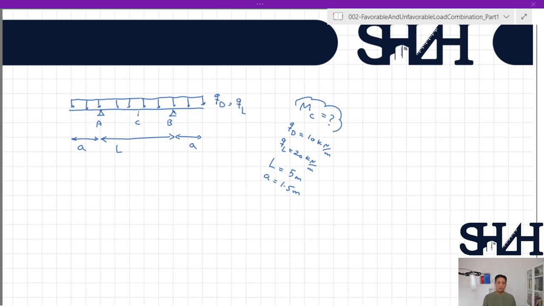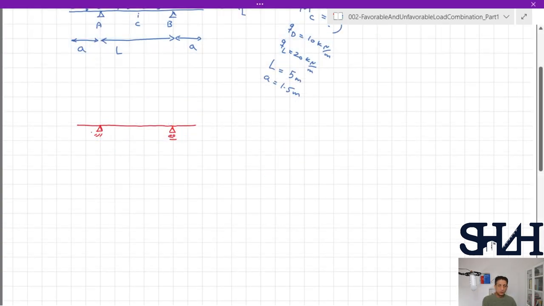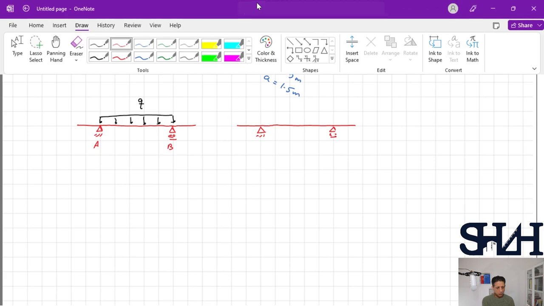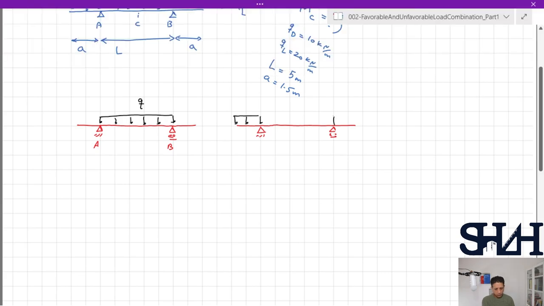If you look at the two overhangs with the length of A, they are helping the structure to decrease the bending moment in the midspan. So I assume that the beam is the sum of two beams, one with the distributed load between A and B, and the other one only with loads on the overhangs.